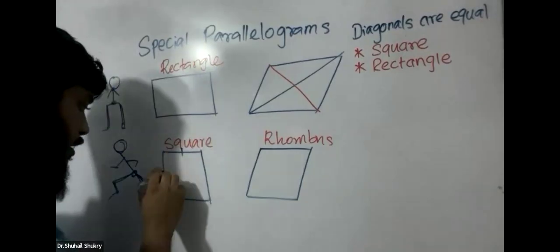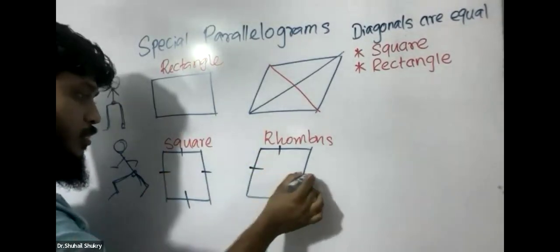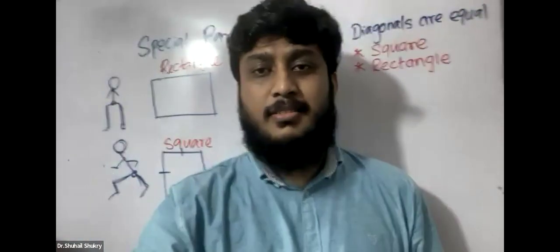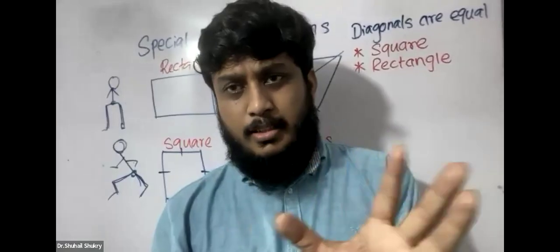Normally, when you take a square and a rhombus, all four sides are equal. Normally, I tell this story in all my geometry sessions, right?